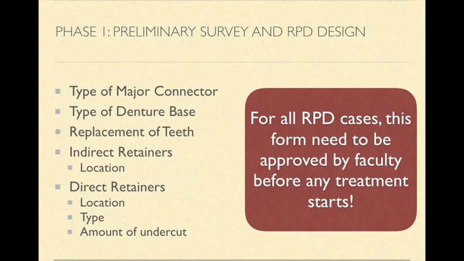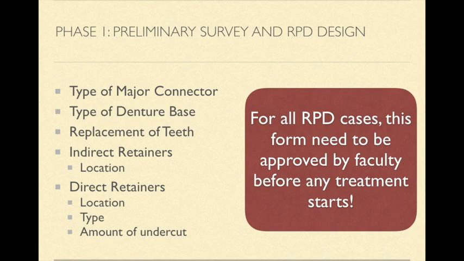So the first step in phase 1 is to get a preliminary survey and RPD design. This preliminary survey is what we call the diagnostic surveying in the sim lab. So when you finish the diagnostic surveying, you will come up with a possible RPD design, which will include the type of major connector, the type of denture base, which area you need to replace with teeth, the location of the indirect retainer, where the direct retainers are, where the undercut is, and what type of direct retainer you're going to use.